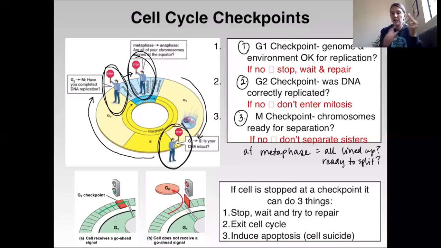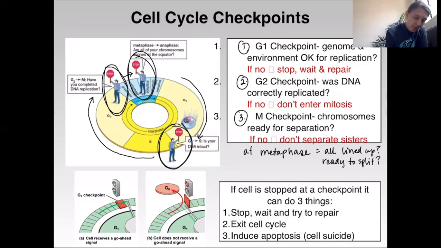So for example, during metaphase, if one chromosome pair is way out here and the metaphase plate is here, you can either wait for that sister chromatid to get in line with the others, or you can exit the cell cycle, or you can induce cell suicide, or apoptosis, all right?